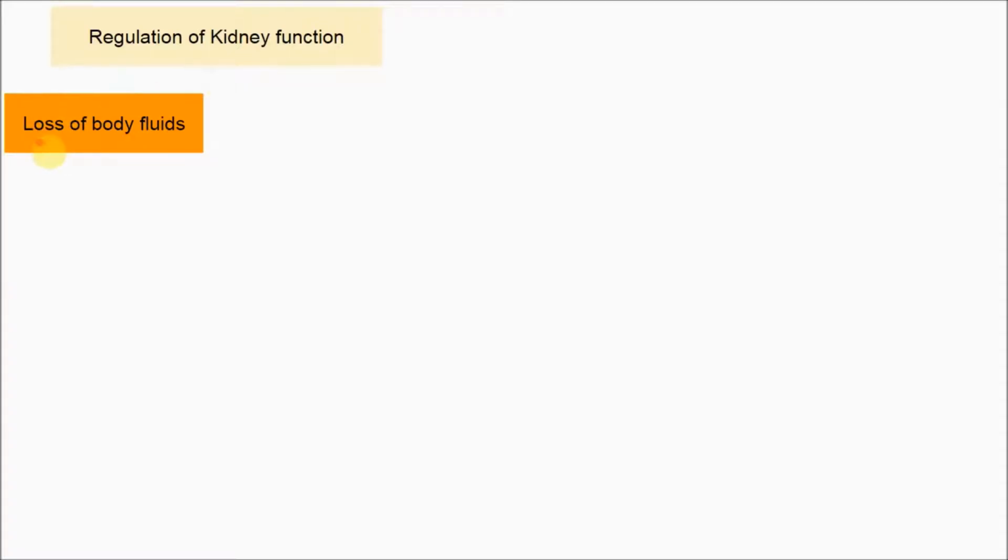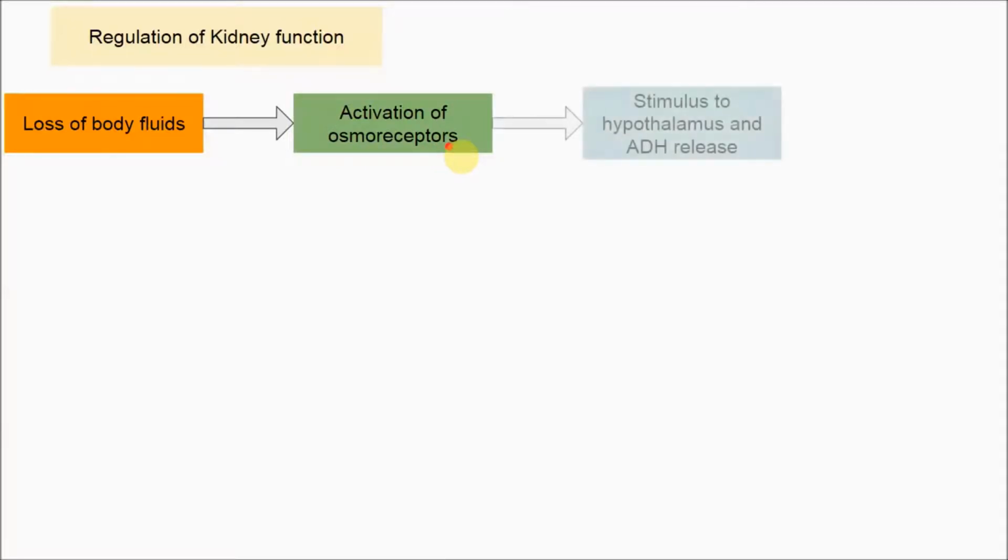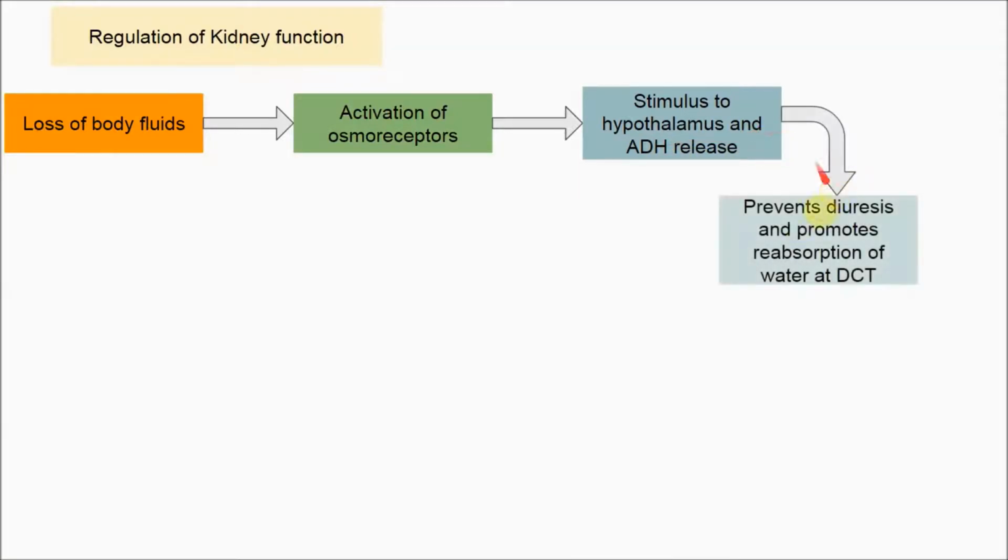What happens is that when there is any loss of body fluids, the blood pressure starts to decrease. The decrease in blood pressure activates the osmoreceptors. The activation of osmoreceptors in turn gives a stimulus to the hypothalamus, which causes the release of a hormone called ADH, or antidiuretic hormone. When ADH is released, it prevents diuresis and promotes the reabsorption of water at the distal convoluted tubule, that is the DCT.